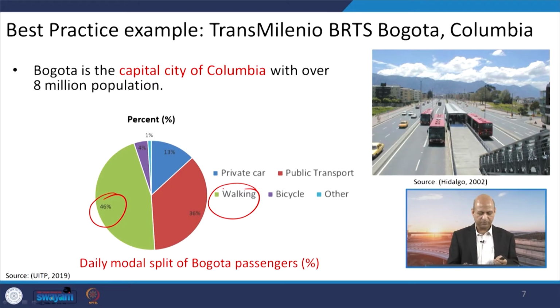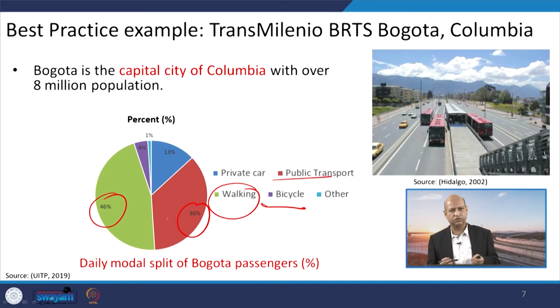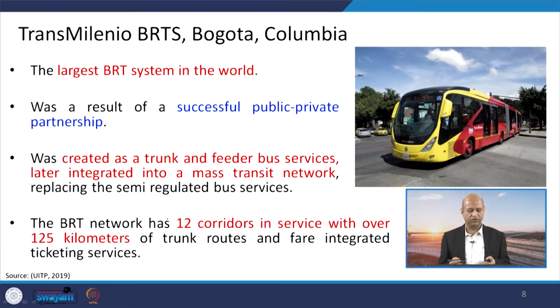So, you can see the percentage of passengers using different modes. Private cars are only around 13% or so, bicycles around 4%, and the public transportation system around 36%. So, a good portion of the public rides this BRTS system or other public transportation systems, and the road network is wonderful and the dedicated lanes are there. You will learn in subsequent slides how the infrastructure facilities are good to run this system very nicely.